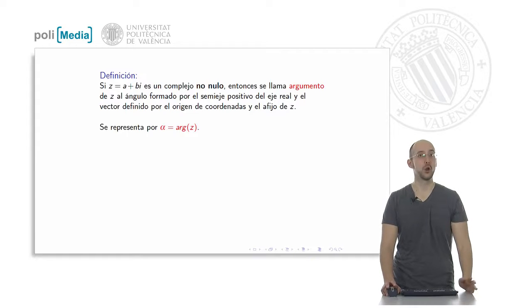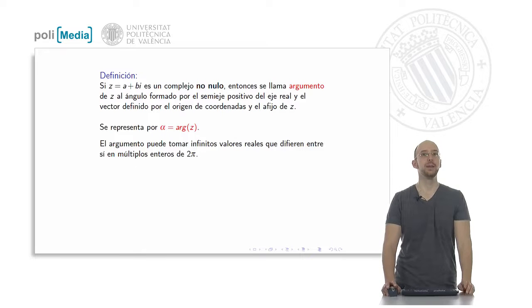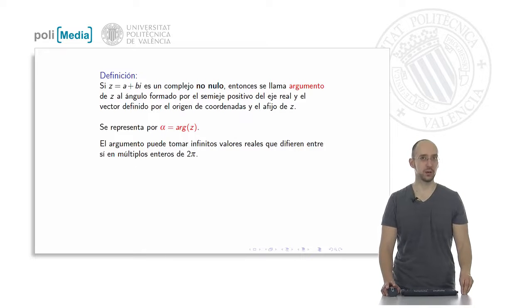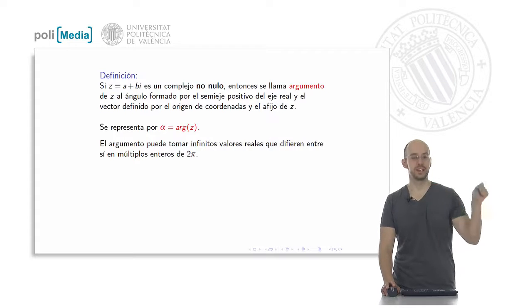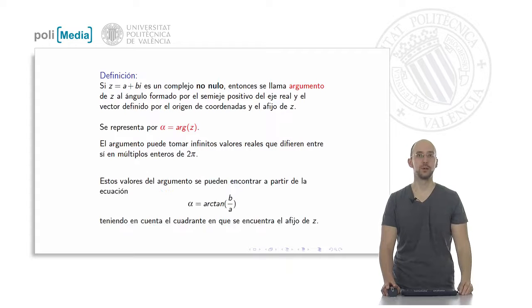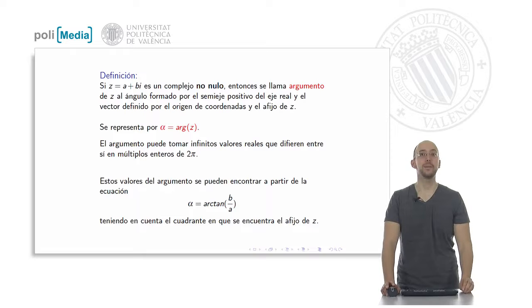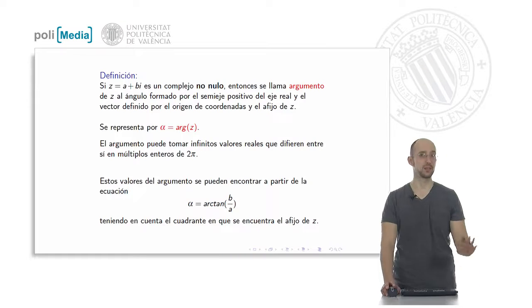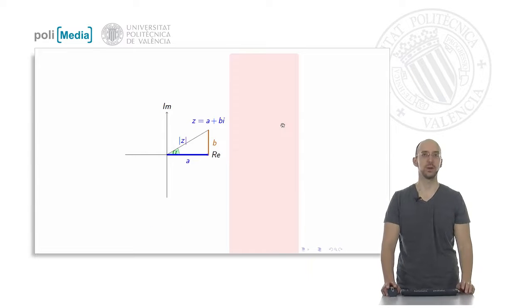It is usually denoted as argument of z, or in this case, in the presentation, we will also call it alpha. Well, keep in mind that there is not only one argument, there are infinitely many values of the argument of z. Once we have obtained the angle it forms, we can add 2 pi as many times as necessary to obtain the same complex number. Well, the formula to obtain the argument is the arctangent of b divided by a, where b is the imaginary part of the complex number and a is the real part of the complex number. It is also very important to note which quadrant the z affix is in. Both are very important to calculate, as we will see below.